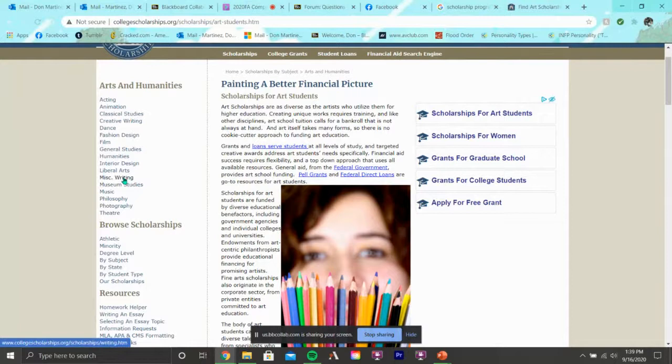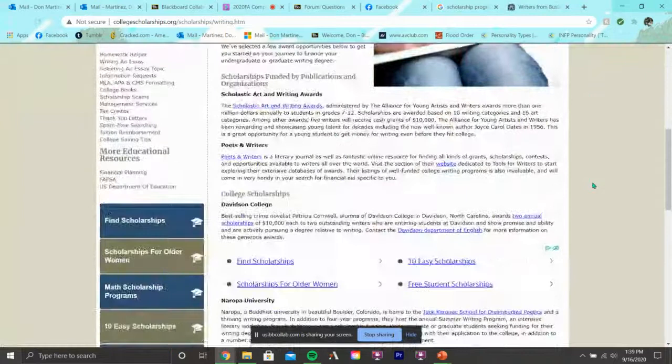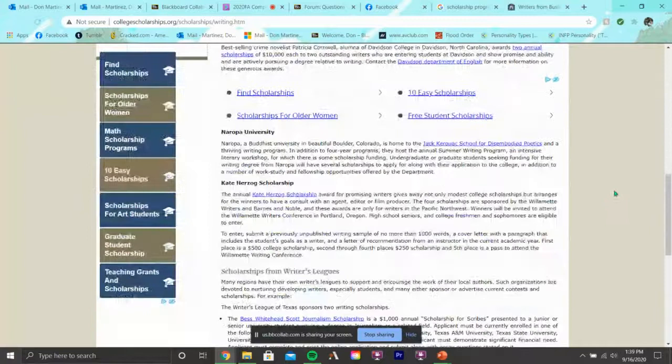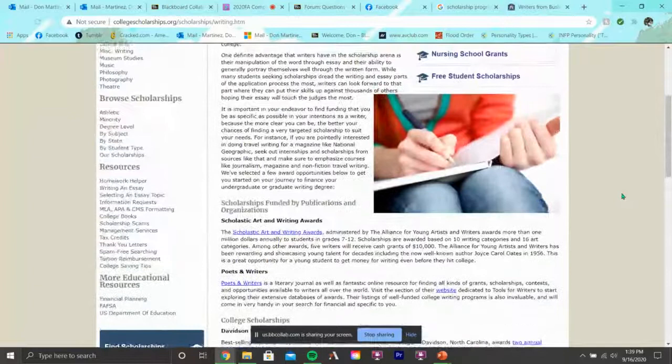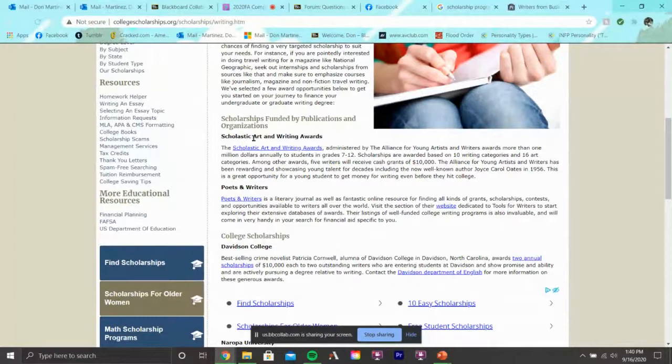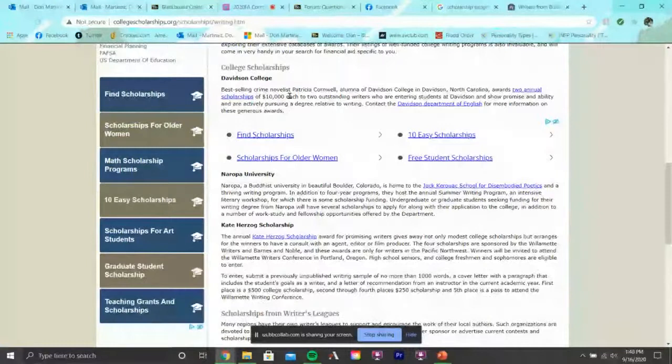Let's try miscellaneous writing is what I would do if it was me. Okay. And this gives you some scholarships that they have in that particular academic study field. Okay. This one is a scholarship for scholastic art and writing, poets and writers. Davidson College has a writing scholarship, okay?